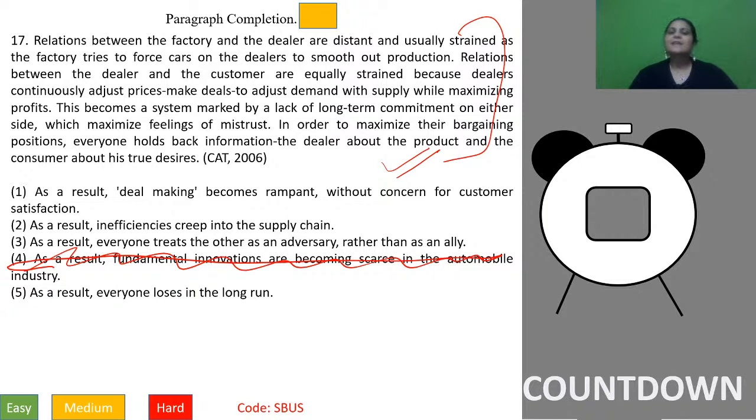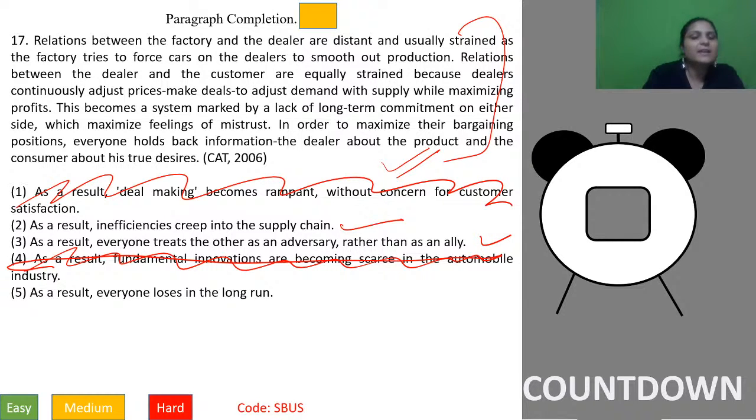No. What they are saying is people have a lot of distrust because we don't really have a good communication line between everybody who's involved in the supply chain. And that's why we try to hide information just to maximize our gains. That's one thing. Now, as a result, deal making becomes rampant. Now, there is no deal making. Again, you don't find that word in the entire passage. So option number 1 is cut out.